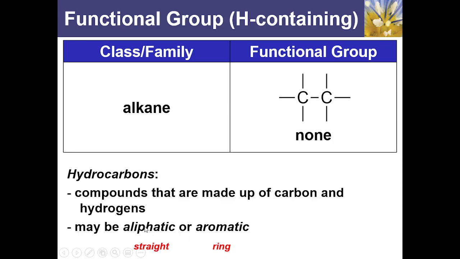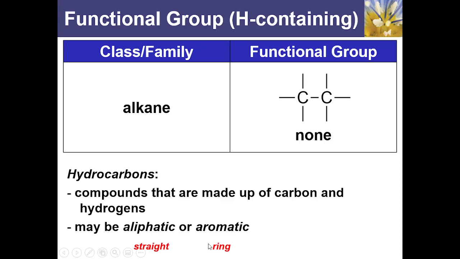So when you say aliphatic, it's straight. Think of a straight chain of 10 carbons, and in between each carbon you have a single bond. So that is an alkane. So that is straight. Or it could also be aromatic. When we say aromatic, it forms a ring.